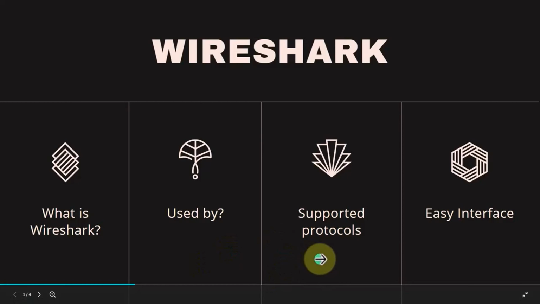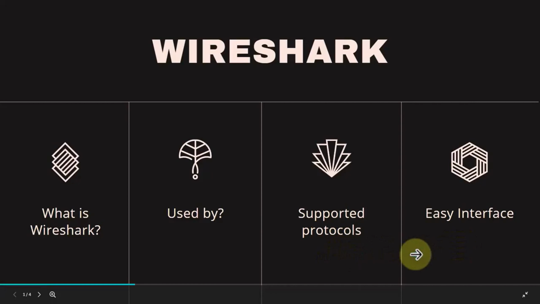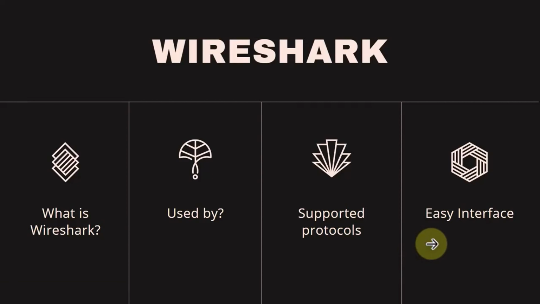One of the great things about Wireshark is that it supports a wide range of protocols, from the most common ones like TCP, IP, HTTP, and DNS, to more specialized ones like Voice over Internet Protocol, SNMP, and SIP. This means that no matter what type of traffic you are dealing with, chances are Wireshark can help you analyze it. Wireshark has a user-friendly interface that allows you to view captured packets in real time or analyze them later.